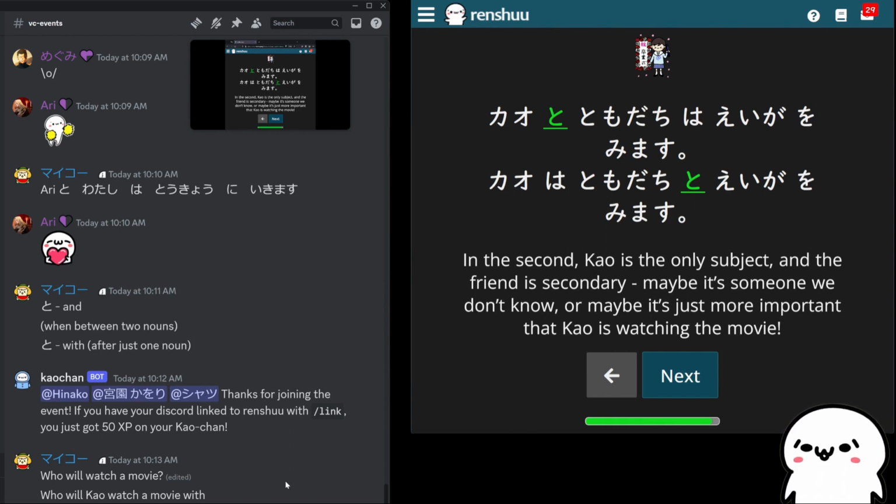And you can hear in that second sentence, it's not that the friend is less important. It's that the focus of the question was on Kao. We're talking about Kao. Kao watching the movie is the important thing. And then, oh yeah, by the way, who is Kao watching it with? Tomodachi to, with a friend.